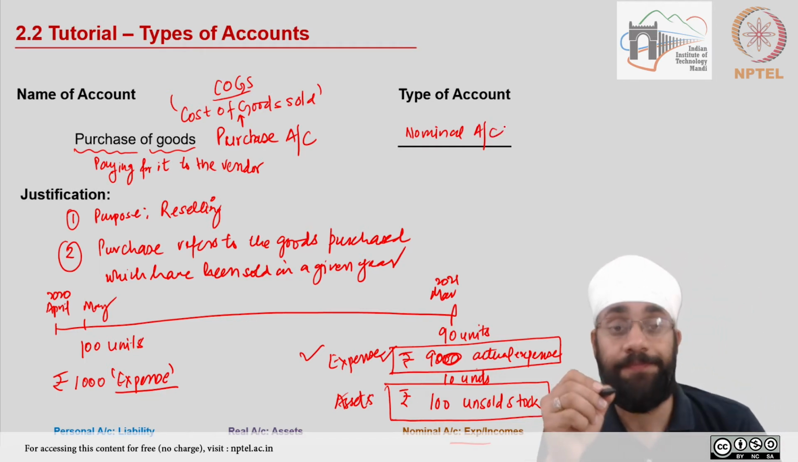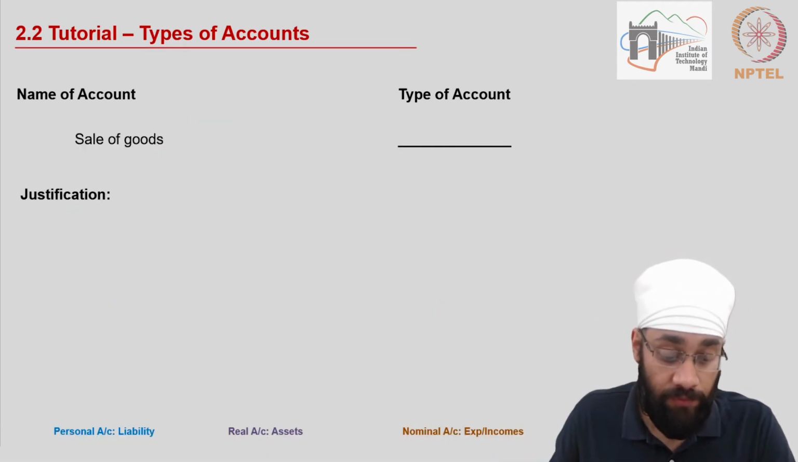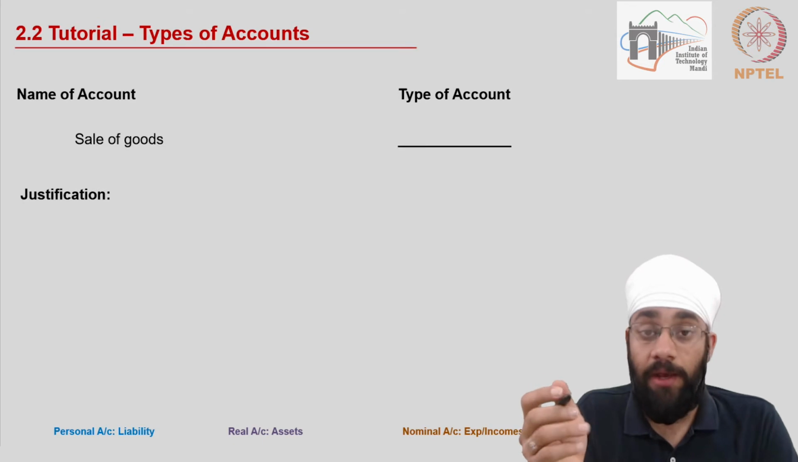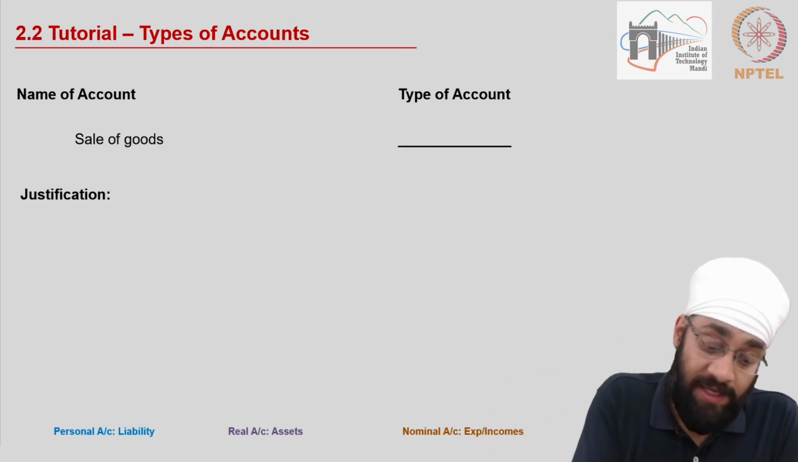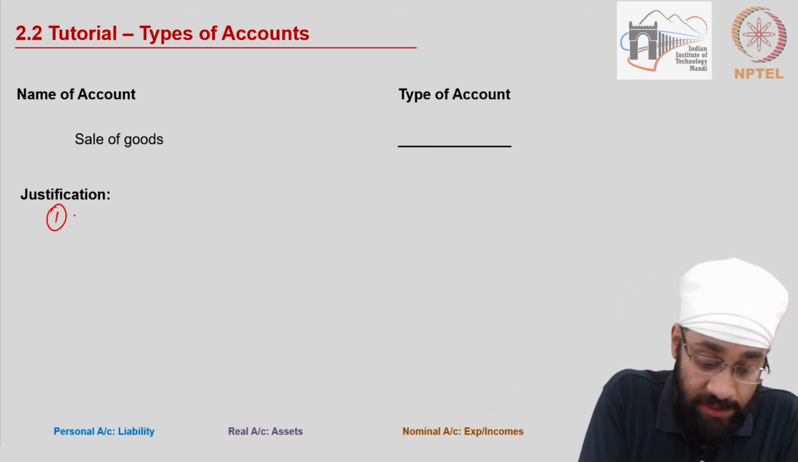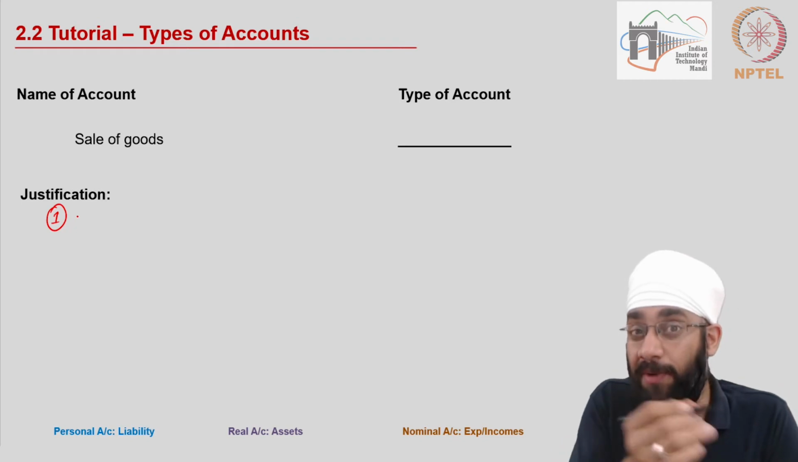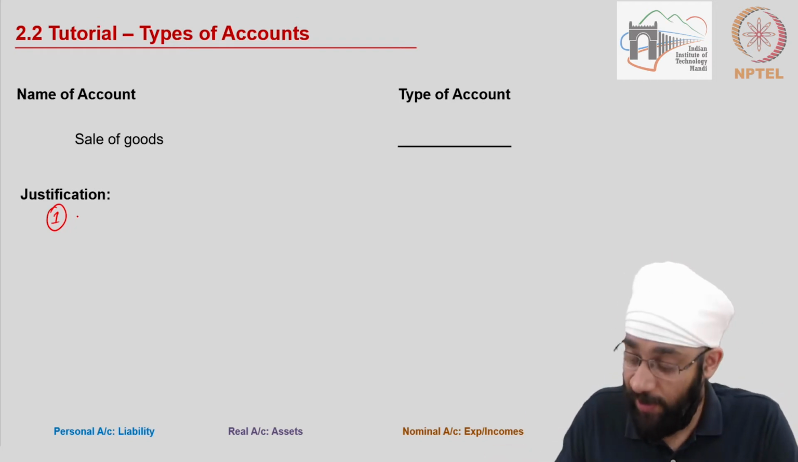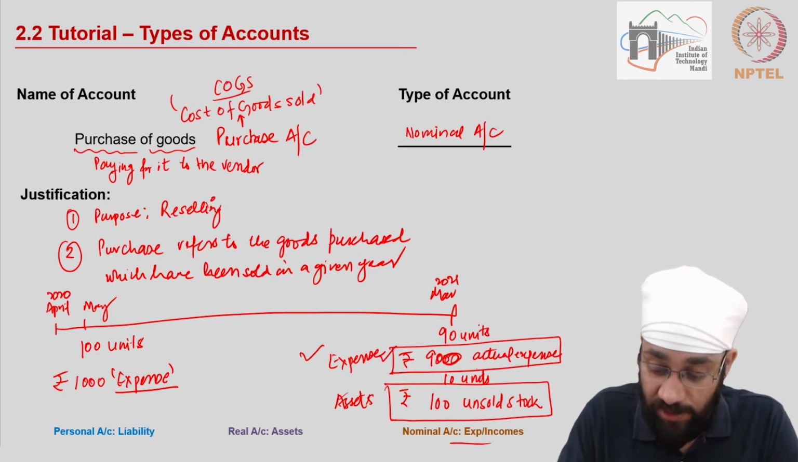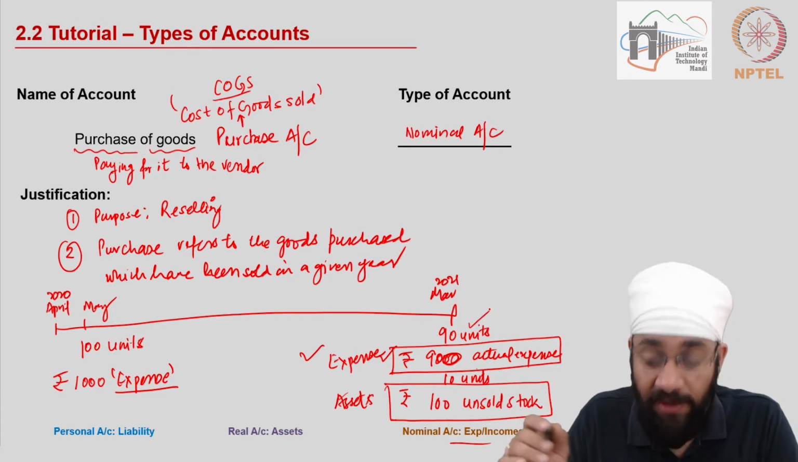Nominal account. Okay, let's move forward. Now you have sale of goods. Sale of goods is goods that you had purchased, now you have sold. So if I go back to the previous discussion, you sold 90 units.